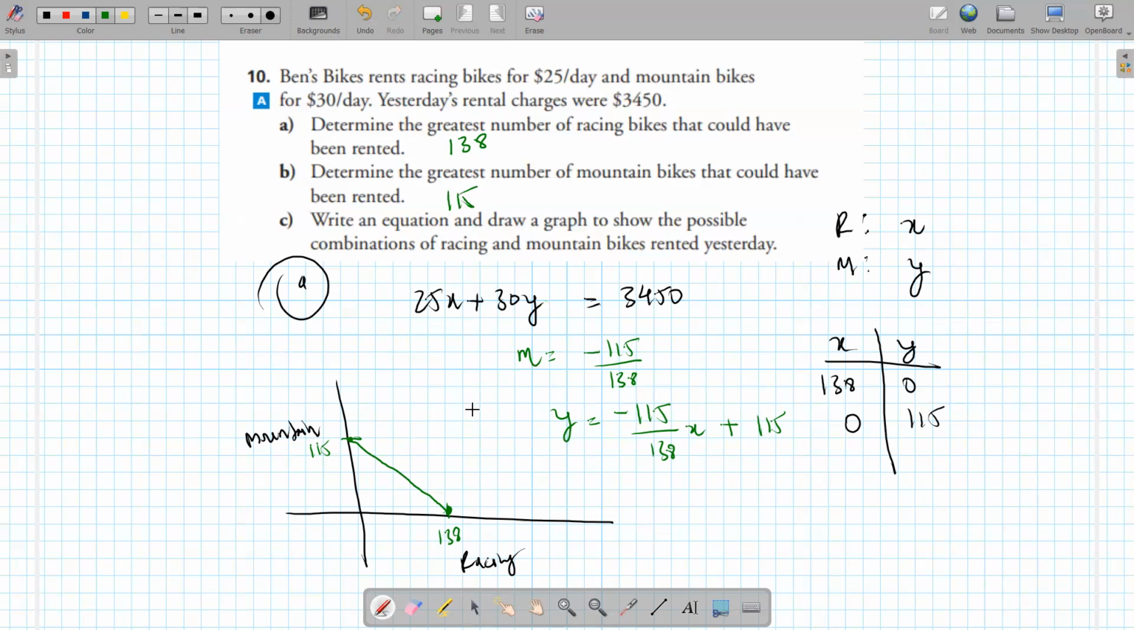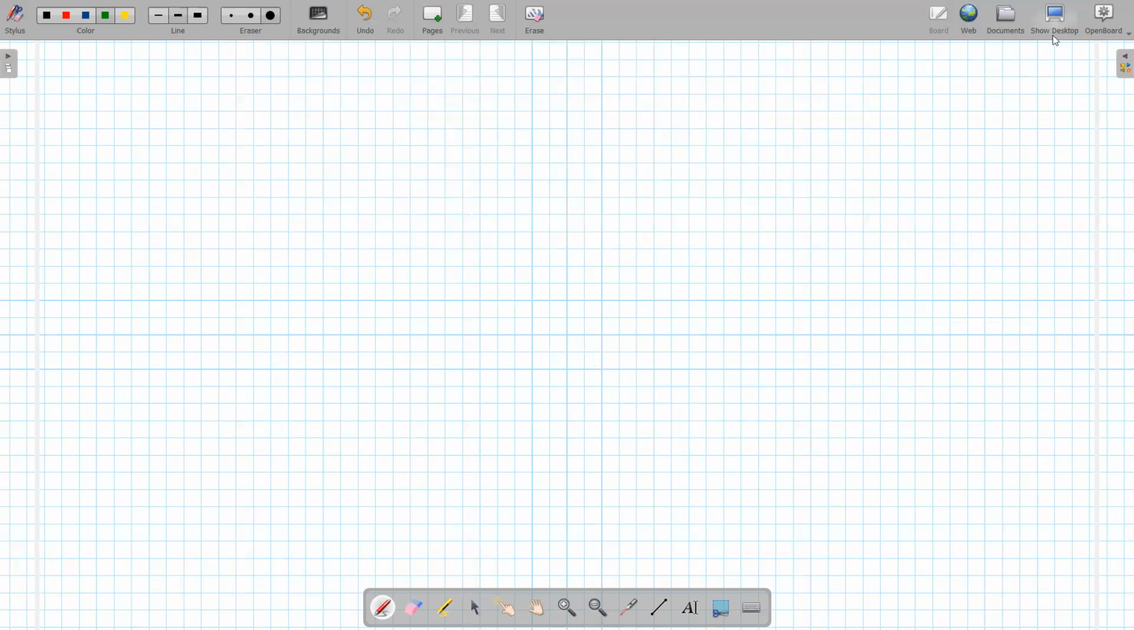C, we've already done C, right? When you start working with these questions, they're usually going to ask you for an equation or a graph, which we already have right here. So you can do any amount of things here. Question to you, is x and y in this question a discrete variable or a continuous variable? Discrete, because the number of bikes cannot be in decimals. It has to be countable.